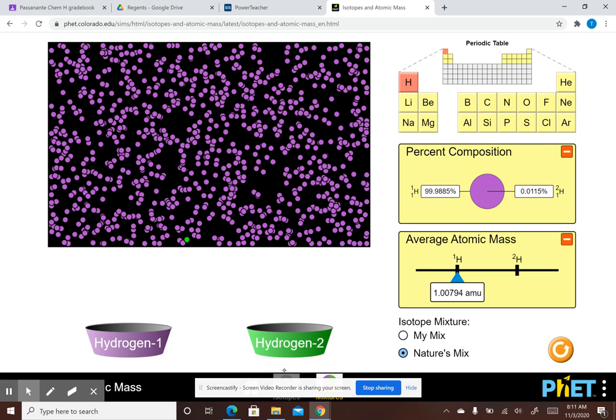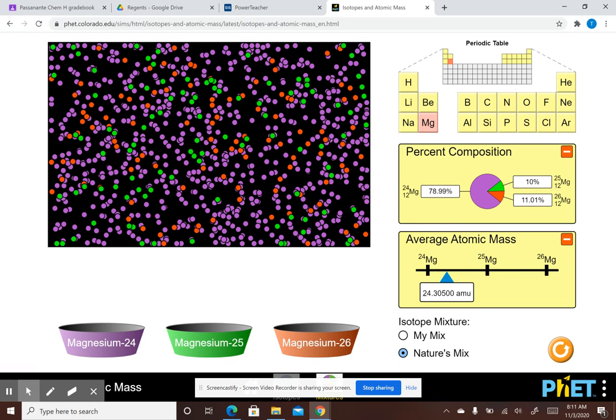Let's look at magnesium. Magnesium has 3 isotopes, 24, 25, and 26. What color dot do you see more of on the screen? You see more purple, right? If you go and look at the atomic mass of magnesium on the periodic table, it's closer to 24 than to 25 or 26. That's because there's more magnesium 24 in nature. So those numbers on the periodic table come from calculating the average of all the isotopes that exist, but it's weighted. It depends on how much of them exist in nature.